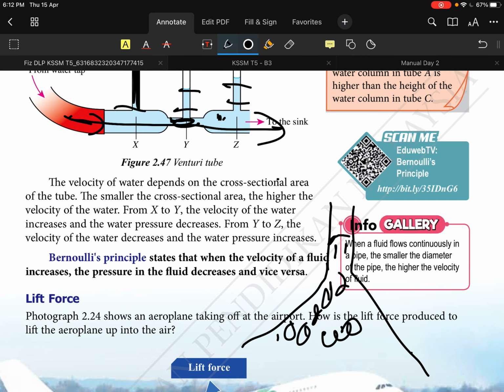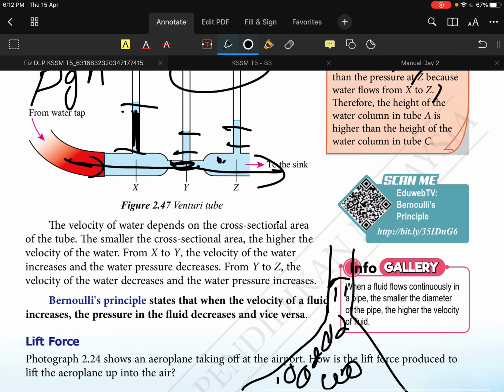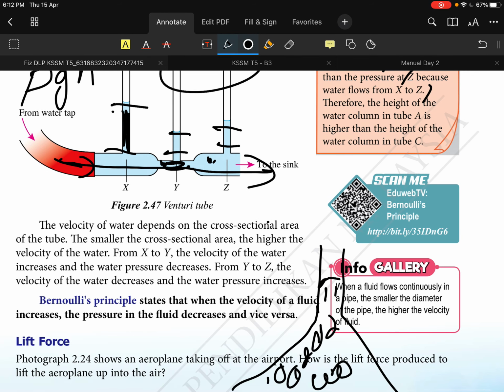So when it increases the speed of the water molecules, then the velocity becomes lower, lor. Then the pressure becomes lower, lor, because the velocity is high, ma.